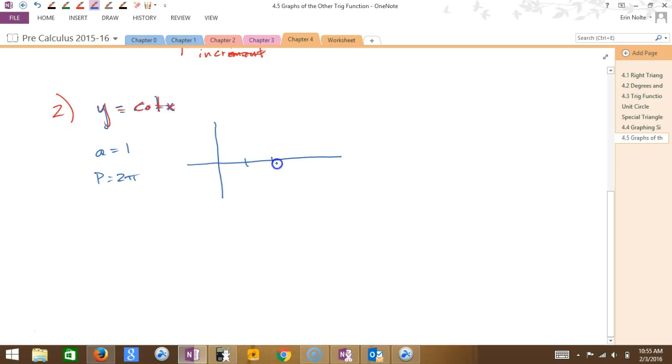So I draw my 4th increment, and my 4th increment is going to be 2 pi. So half of that is pi, and half of that is pi over 2. And again, I'm going to go 1 in the negative direction. How high and how low is my y going to go? 1 to negative 1, right?